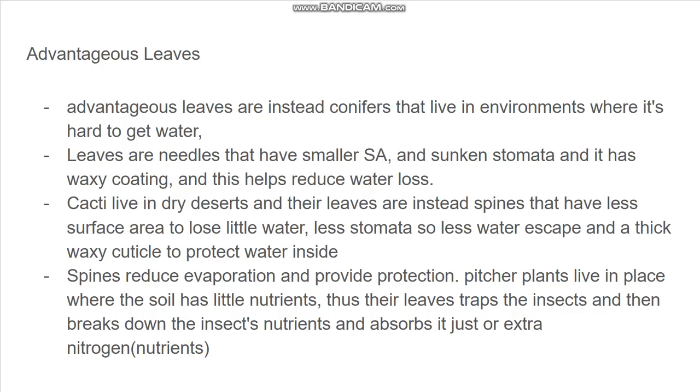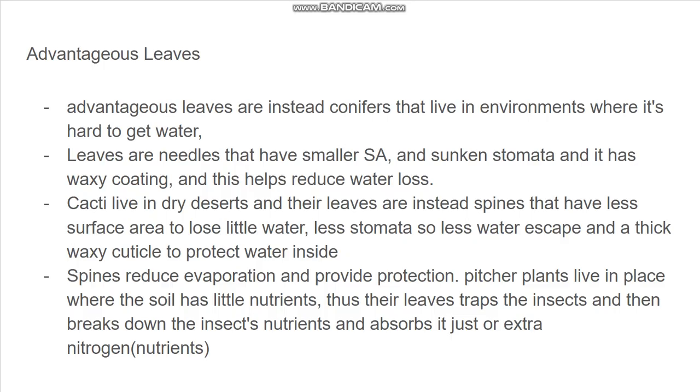And then finally, the adapted leaves. The adapted leaves are in conifers that live in environments where it's hard to get water.